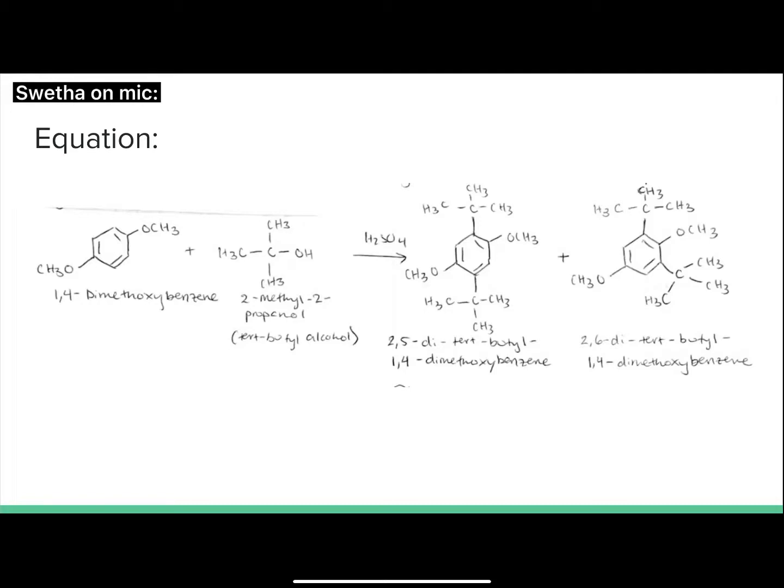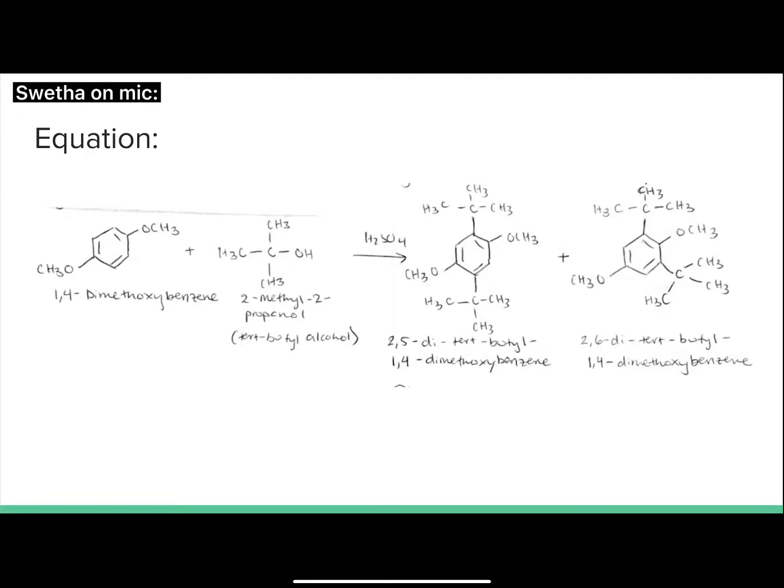1,4-dimethoxybenzene will react with 2-methyl-2-propanol, also known as tert-butyl alcohol, in the presence of sulfuric acid to create two separate isomers, the first being 2,5-ditert-butyl 1,4-dimethoxybenzene, and the second being 2,6-ditert-butyl 1,4-dimethoxybenzene. The 2,5 isomer is a major product and will be seen as a solid. The 2,6 isomer is the minor product, presenting itself in liquid form.